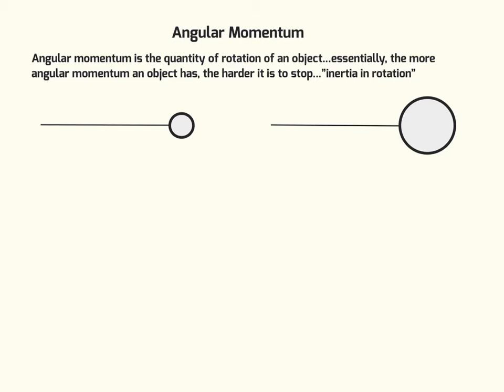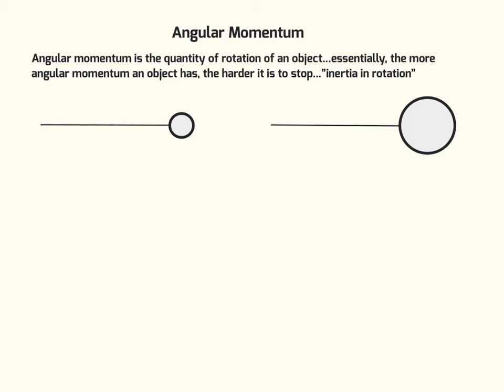So to put that a little more simply, so we can understand it a little bit better, essentially the more angular momentum an object has, the harder it is to stop rotating. Okay, so only when an object is rotating does it have angular momentum. Another way that we can look at that is inertia in rotation. So for linear momentum, we said inertia in motion. Here we could just say inertia in rotation.